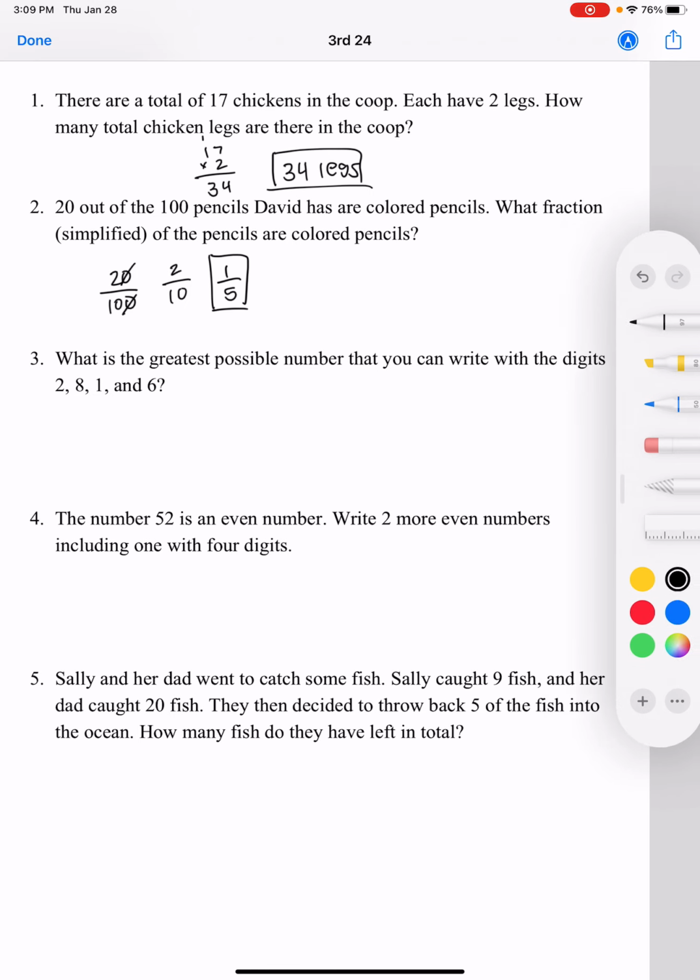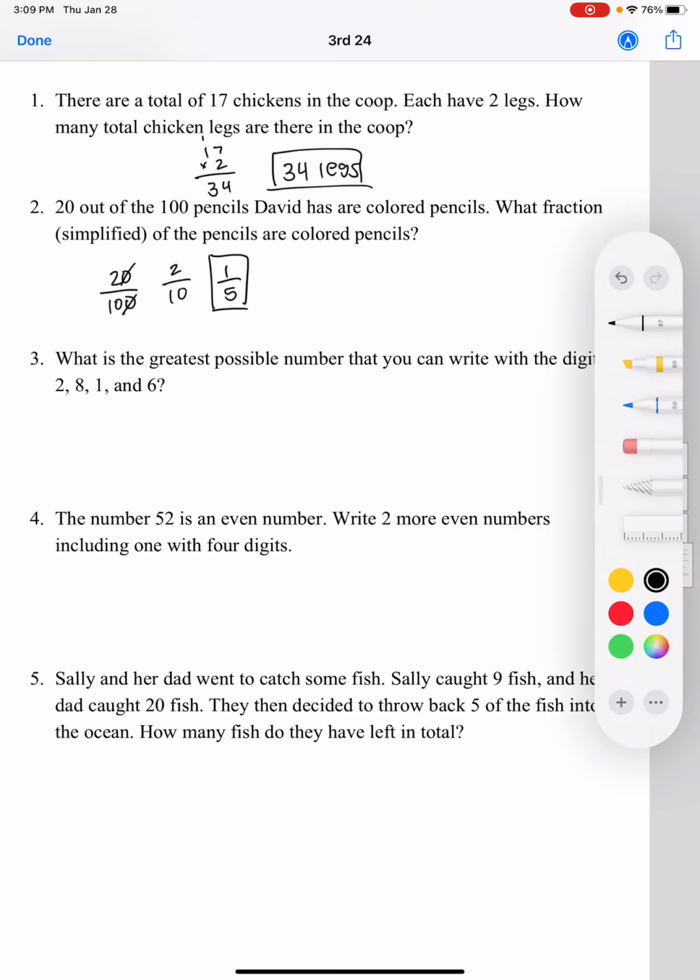What is the greatest possible number that you can write with the digits 2, 8, 1, and 6? You always start with the biggest number. The biggest number goes in the thousands place. The next biggest number in the hundreds. The next biggest number in the tens. And the smallest number in the ones, and that is how you get the greatest possible number.